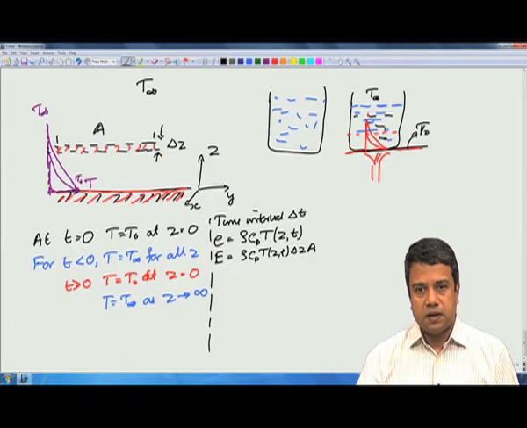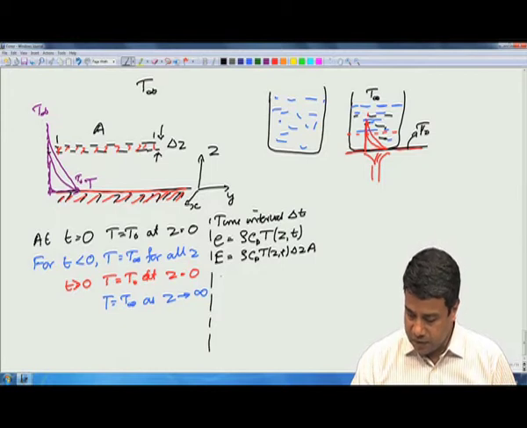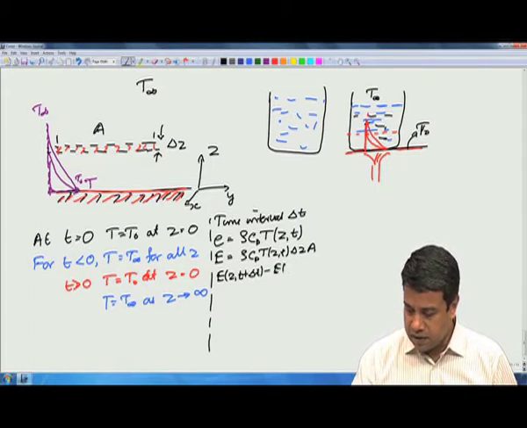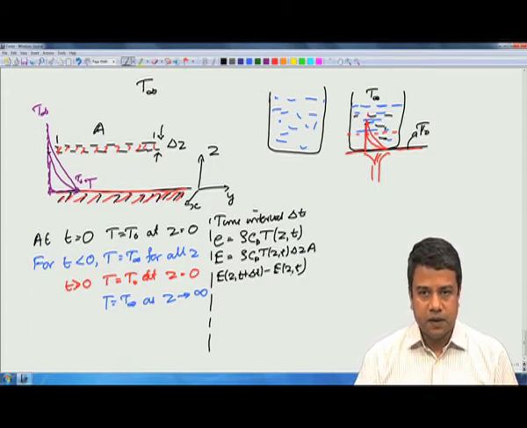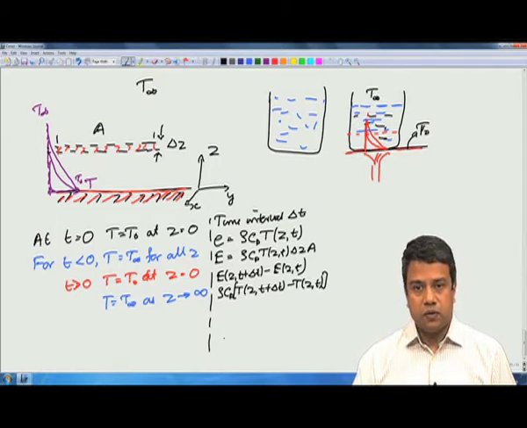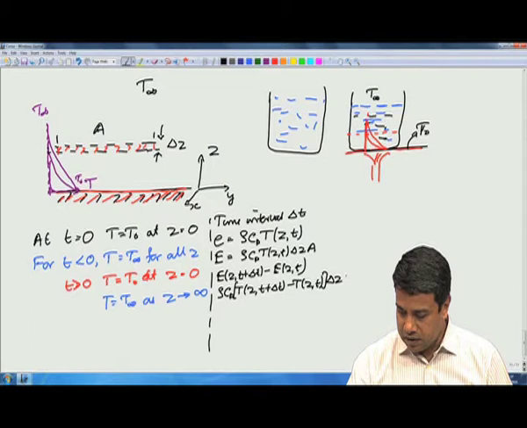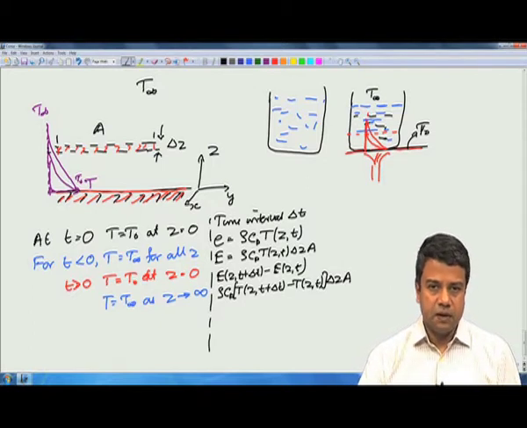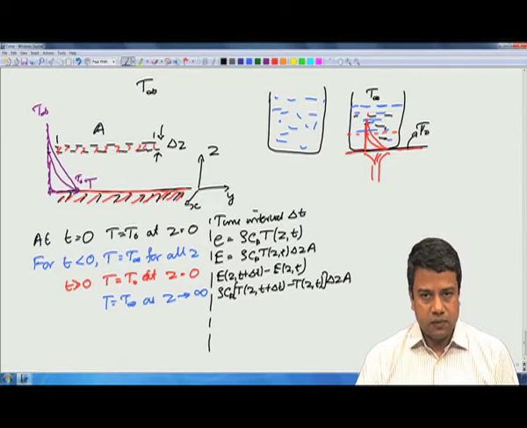Now, the change in energy within a time delta t is going to be equal to E at z, t plus delta t minus E at z, t. If we consider the density and the specific heat to be constants, then this will just be equal to rho Cp times T at z, t plus delta t minus T at z, t, into the volume, which is delta z times A. So that is the change in energy within a time delta t.